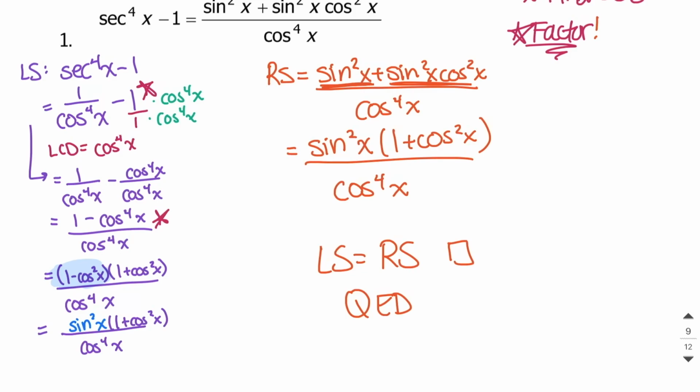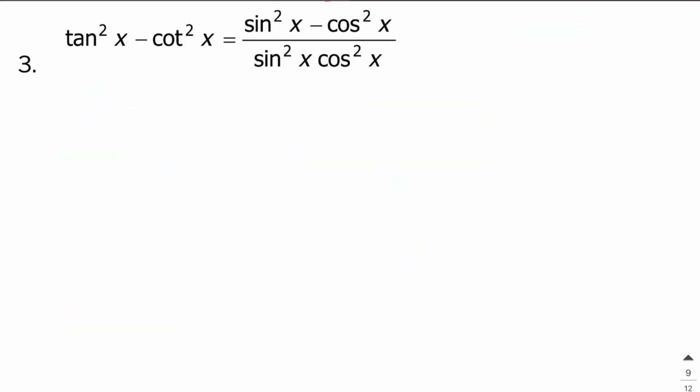Another option I have is I could have just distributed the sine squared through and then just left the right side as is. It's up to you, whatever you prefer, as long as you understand what it is that you're doing. All right, in our last example here, we've got our left side and our right side. Let's start with our left side because we've got tan and cotan, and I just want to rewrite this using sine and cosine.